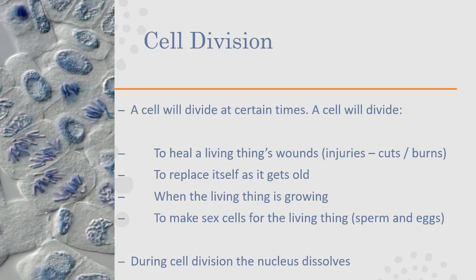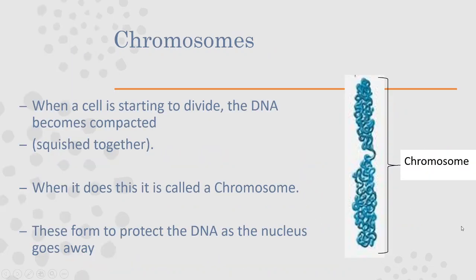And every living thing starts as one single cell and grows to be what it is today. This is no different for you or for plants or things like that. And that means that you have to get bigger, right? You are bigger than a single cell. Now there's something else that happens during this, and that is that the nucleus of the cell dissolves and goes away. That's important because when this happens, your cell needs to protect that DNA. And so the DNA scrunches up together to make something called a chromosome.